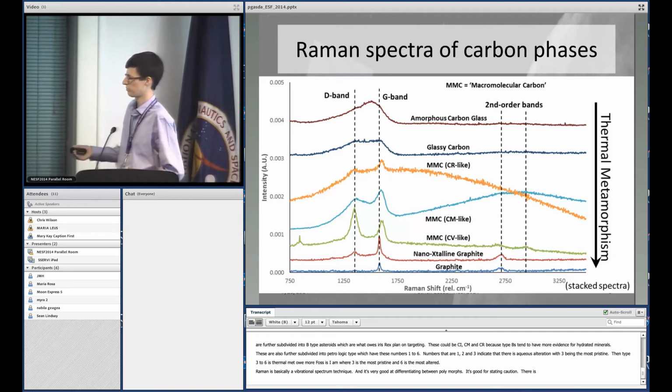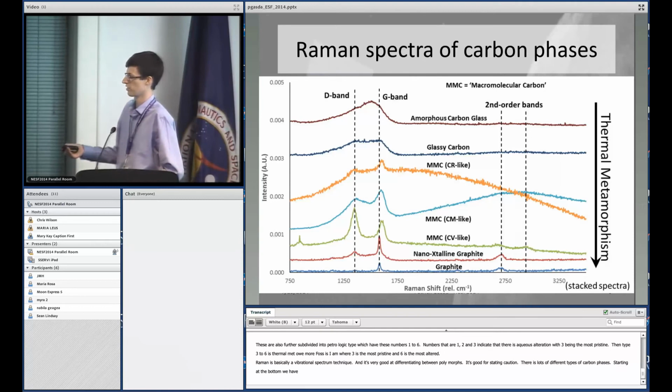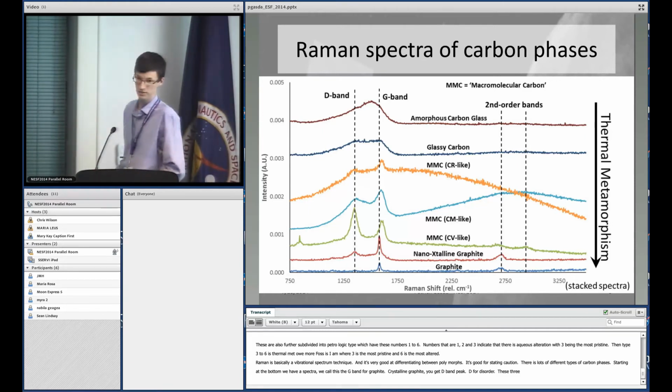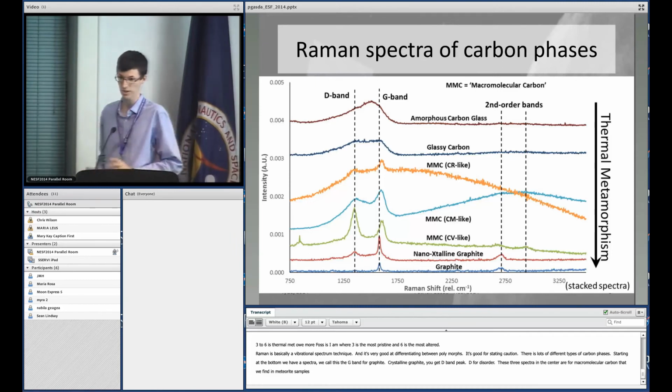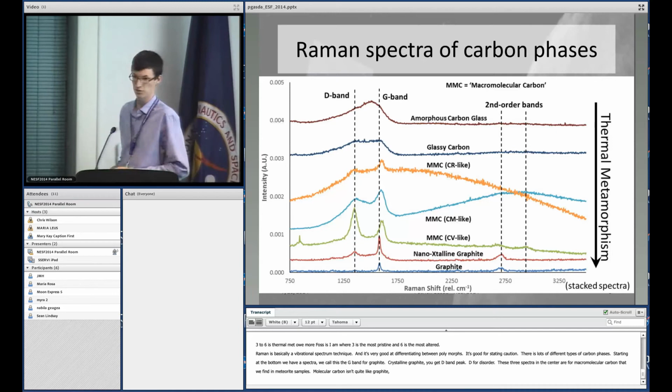So starting here at the bottom, we have a spectrum of graphite, and there's one peak here, and we call this the G band for graphite. And then nanocrystalline graphite, you also get this D band peak, so D for disorder. These 3 spectra in the center are for macromolecular carbon that we find in meteorite samples. So macromolecular carbon isn't quite like graphite, but has a very similar spectrum.